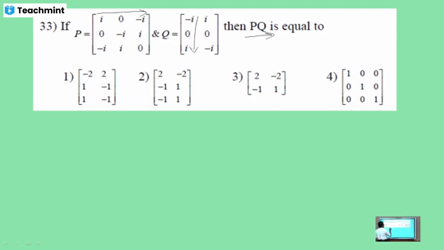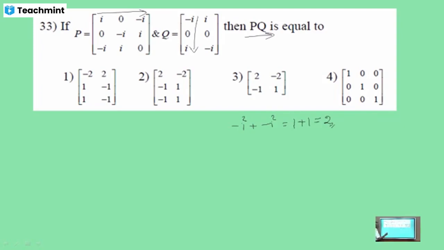0 into 0 is 0. Minus I into I is minus I square. So it is minus I square plus minus I square. You know that I square equals minus 1, so minus I square equals 1. So 1 plus 1 equals 2. The first element is 2.